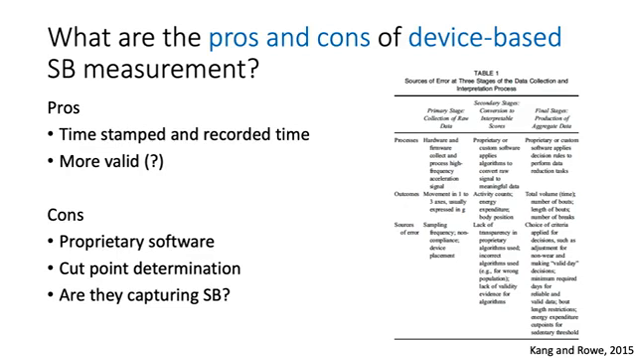Some of the cons here, then, a lot of times it uses proprietary software, meaning the company decides what is sitting and lying, and that's not left up to the researchers to decide. Conversely, we have to determine cut points. So cut points are the amount of counts per minute. This is especially important with the ActiGraph, where we have to get the counts per minute and then say, okay, based on these counts, we're going to say that this person was sitting.